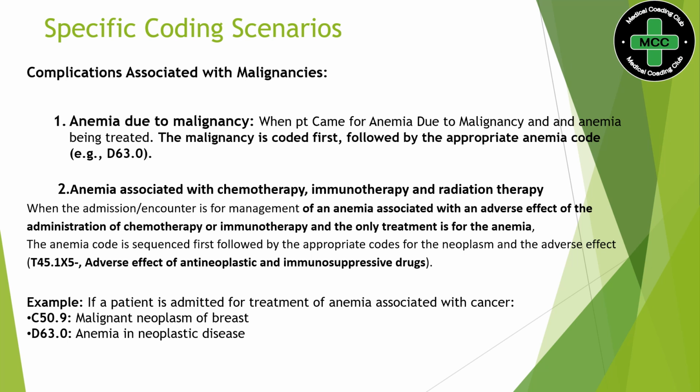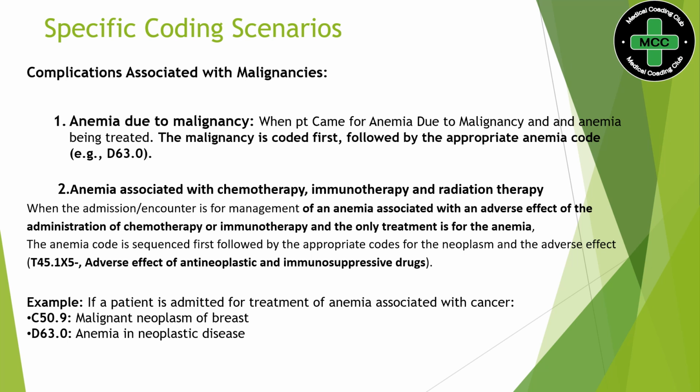Next coding guideline is complication associated with malignancy. Here, anemia associated with malignancy: whenever a patient has anemia with malignancy and came to take treatment towards anemia, and only the anemia has been treated, we will code the cancer code as the primary diagnosis and secondarily we will code D63, that is the anemia code. Okay, so next coding regarding anemia only.